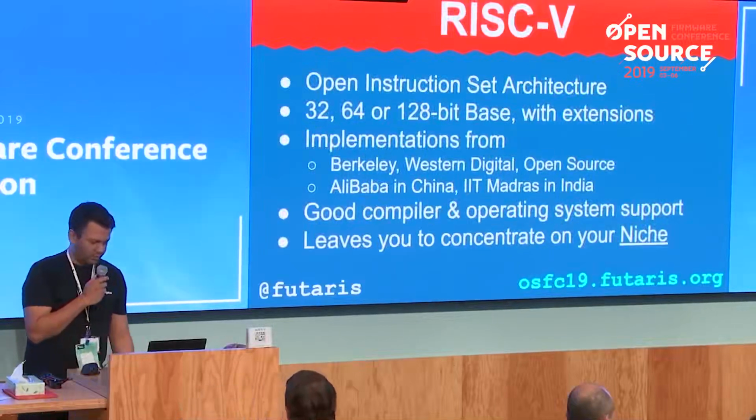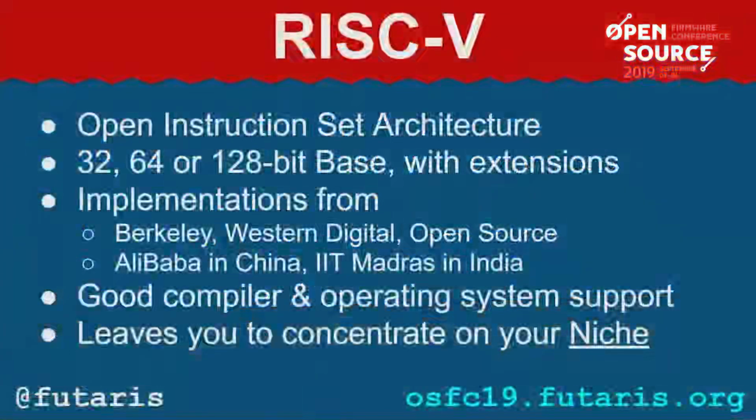So a lot of people have been talking about RISC-V at this conference. There's 32, 64, and 128-bit versions of RISC-V. There's some extensions for floating point, bit manipulation, etc. A couple of people are using it. The main guys would probably be SiFive, some people from Western Digital, and some other companies here. Some other countries are using it because of the trade war. Compiler and operating system support is good, and by using RISC-V, you can concentrate on your niche.